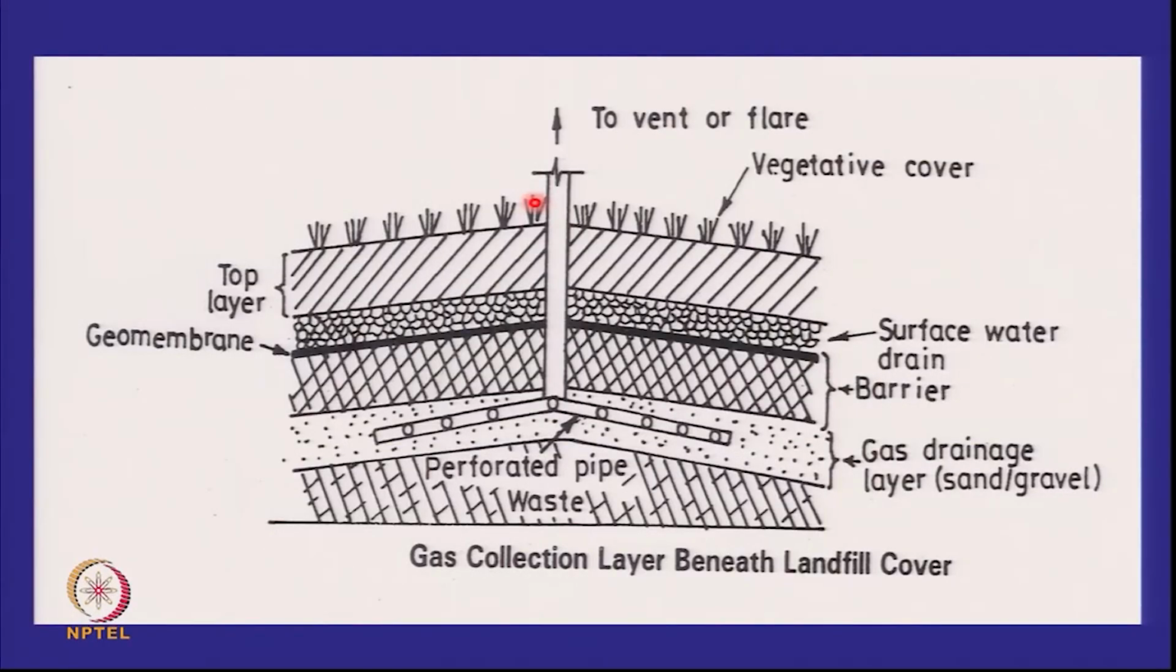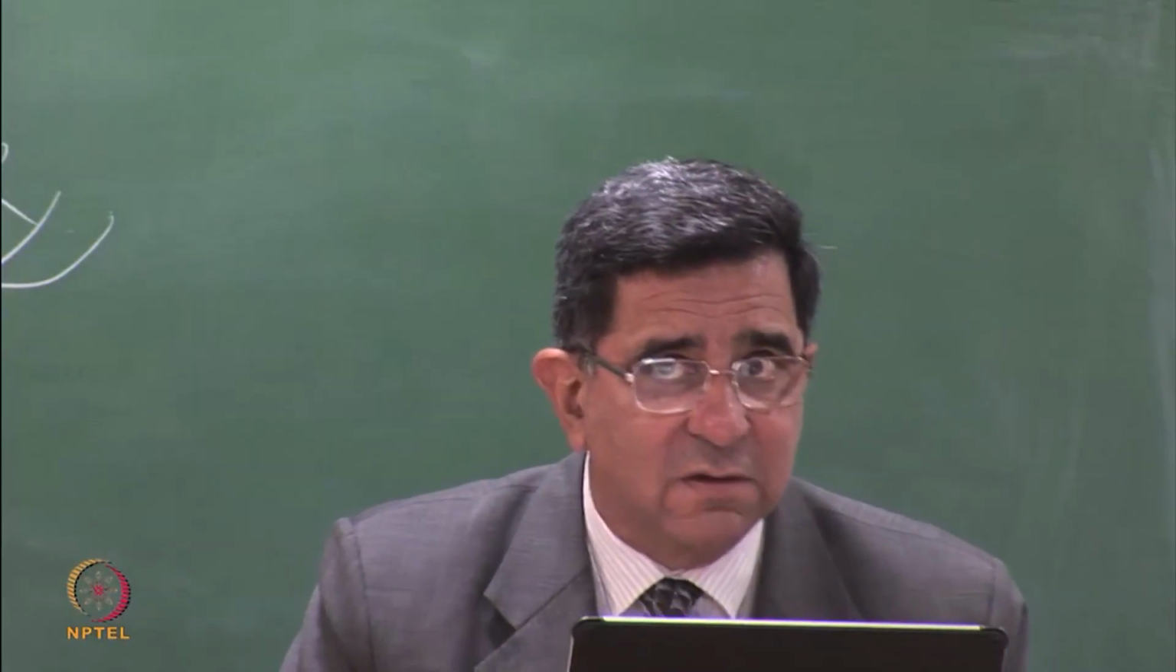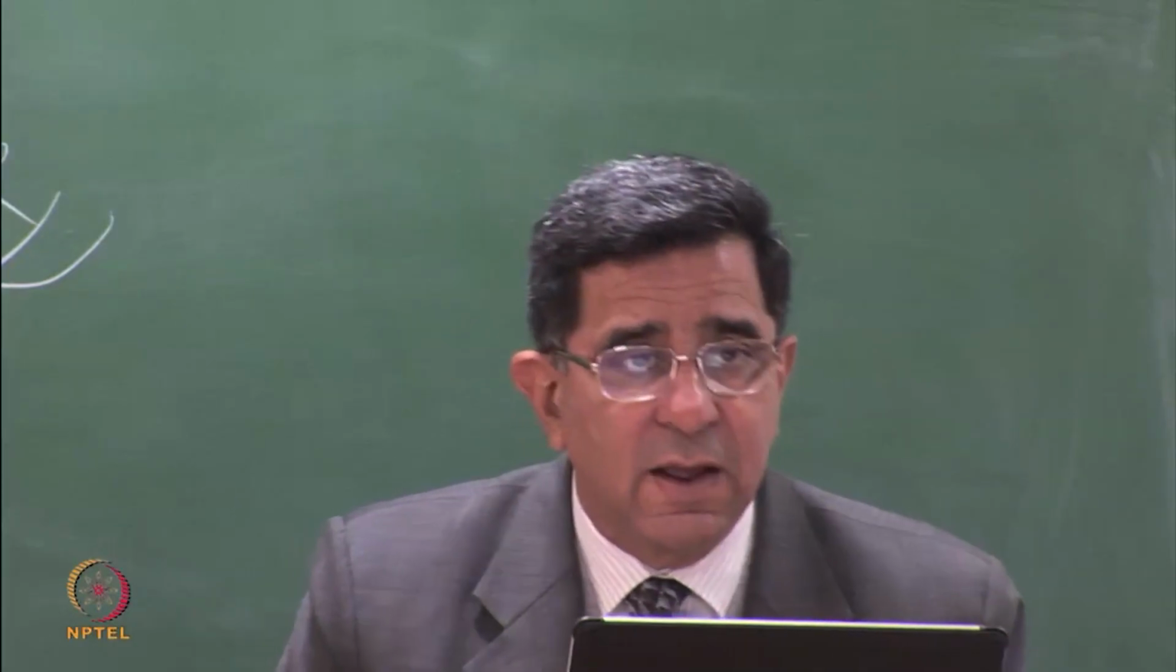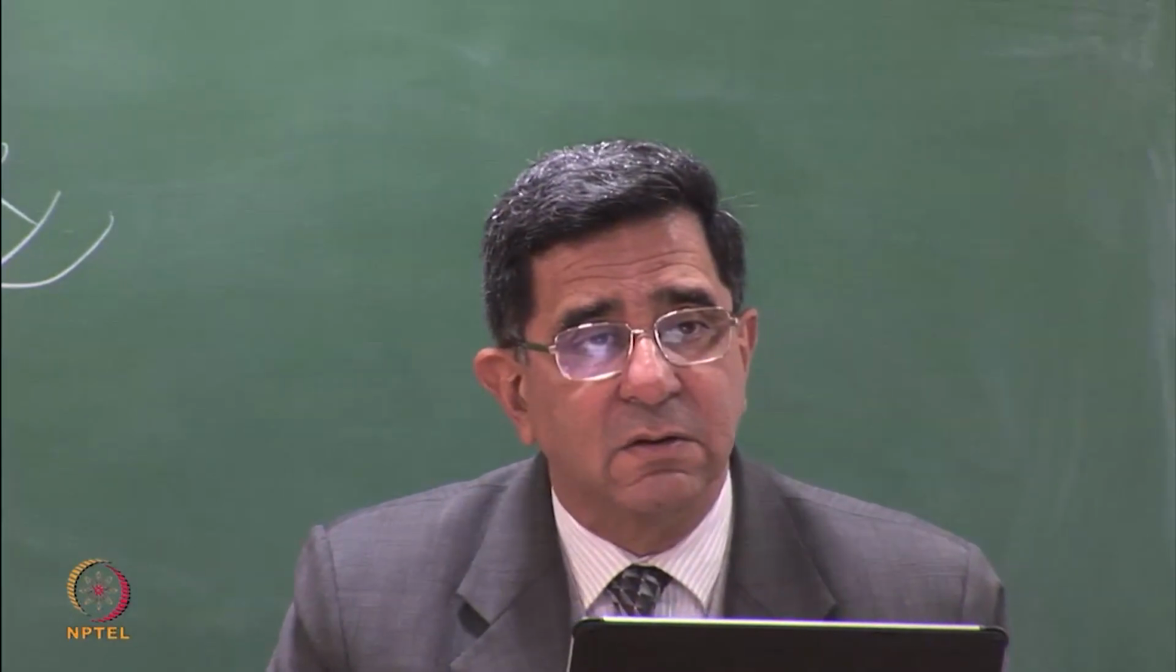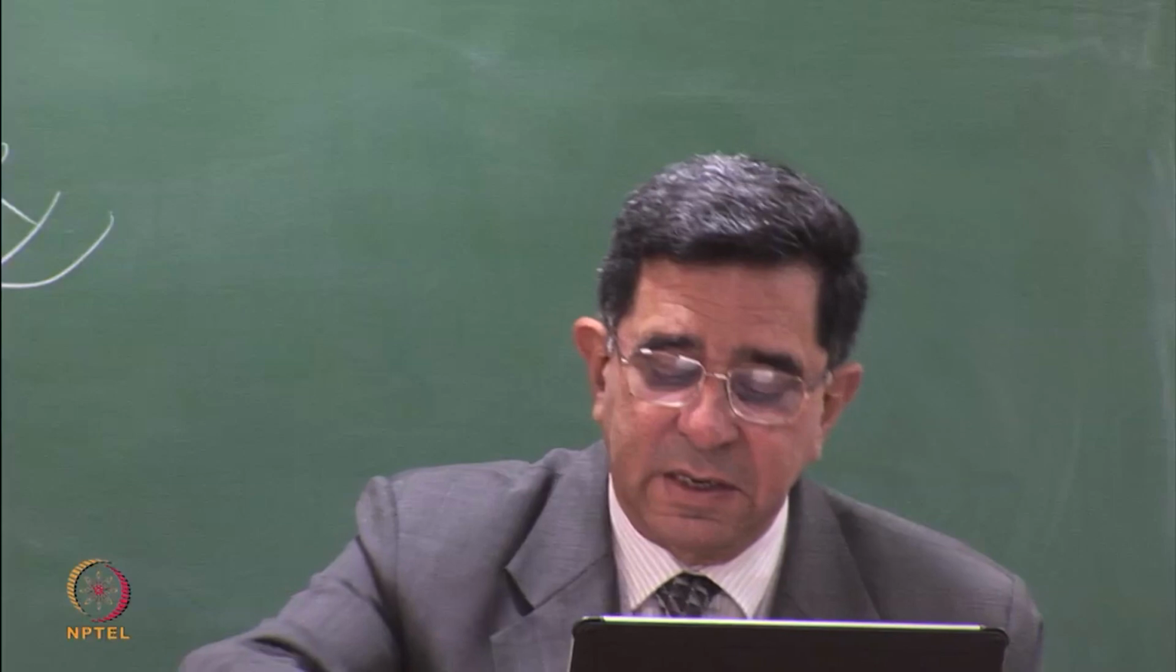And if I look at it a little closely, I have my waste, I'll have a foundation layer if required, a gas collection layer, a composite barrier, a surface drainage layer, and the topsoil and the protective layer. And this is the vent. Today you may allow it to vent into the atmosphere. Tomorrow if the government says no greenhouse gas emissions, you may put a header pipe and flare it and utilize it. But that is the concept of a passive venting system.